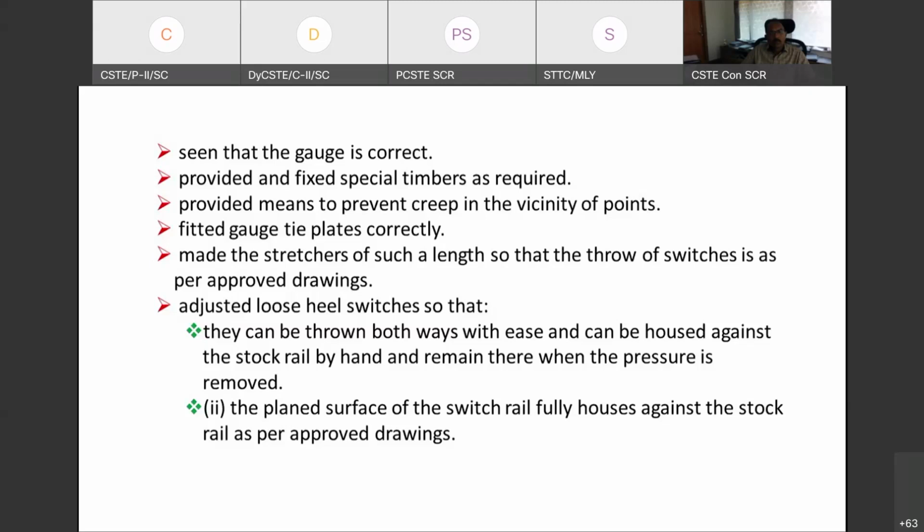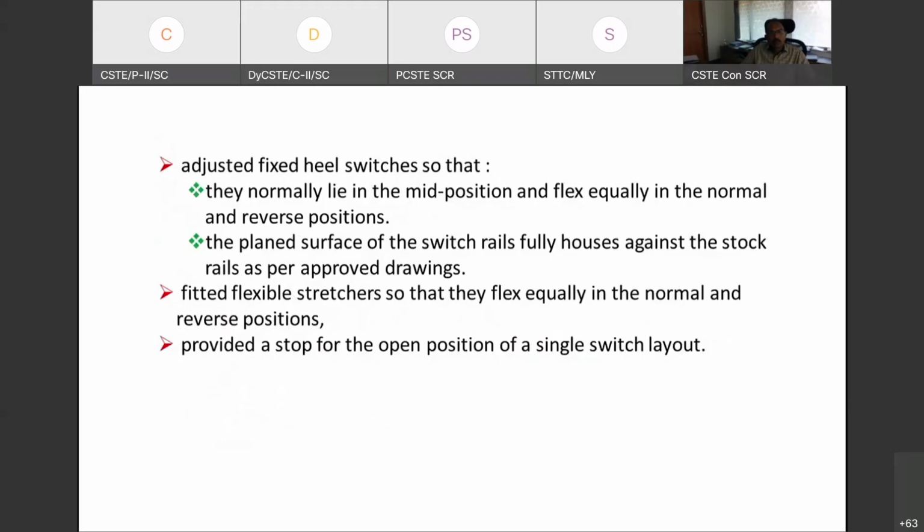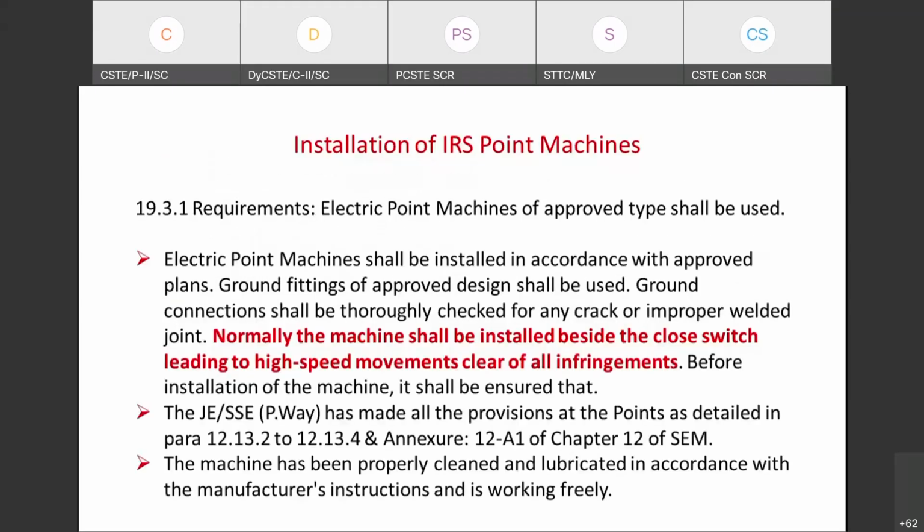Regarding loose heel switches, the point should be thrown easily on both sides. In fixed heel switches, the point should be in the mid position and can be moved easily in both directions, normal and reverse. And for a single switch, there should be a stop for the open position. These are the requirements to be ensured before fixing the point machine.